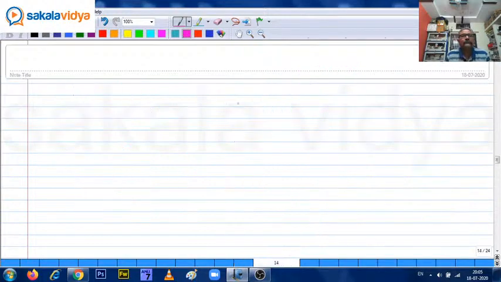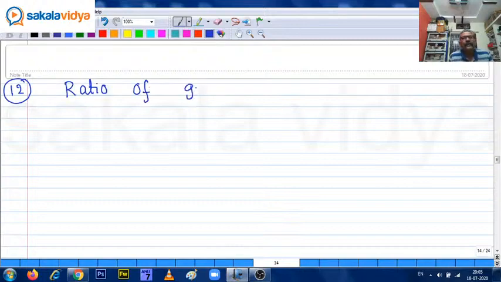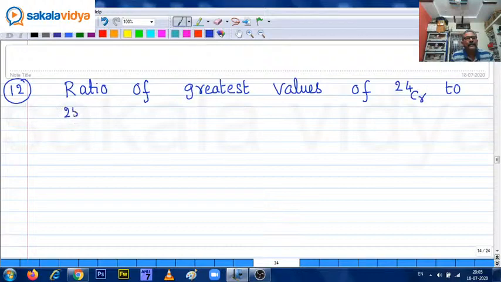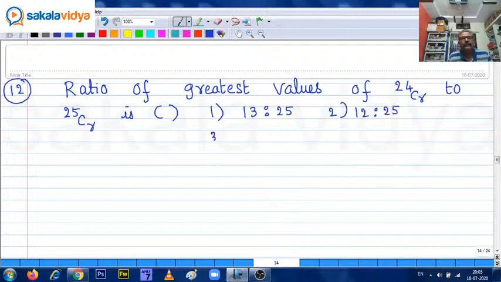Now the 12th one. The ratio of the greatest values of 24Cr to 25Cr is: first option 13:25, second option 12:25, third option 12:24, though it may be 1:2, an equivalent ratio, fourth option 11:25.